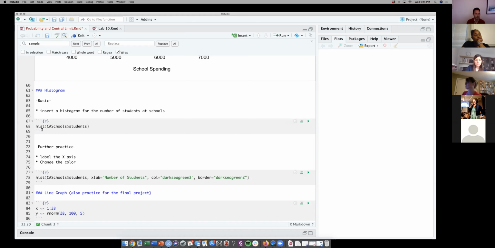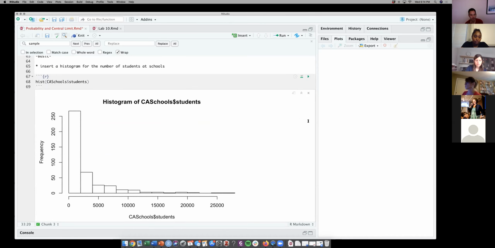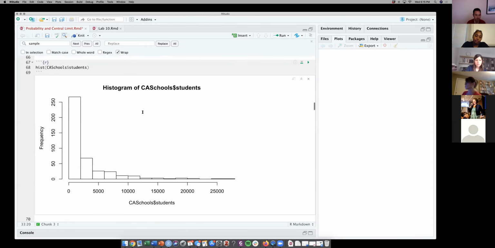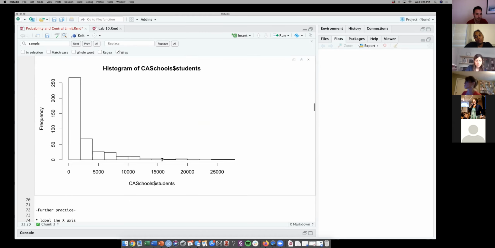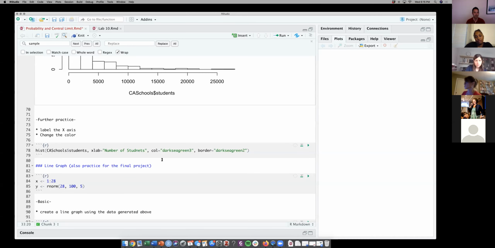So the basic command for a histogram is hist, and then you give it one column of data. So here we're doing it with California school students. What the histogram shows you is that a few schools have a lot of students out here, but most of these schools have fewer students than the large extreme at the right end. Most schools have less than 5,000 students, which isn't too surprising.